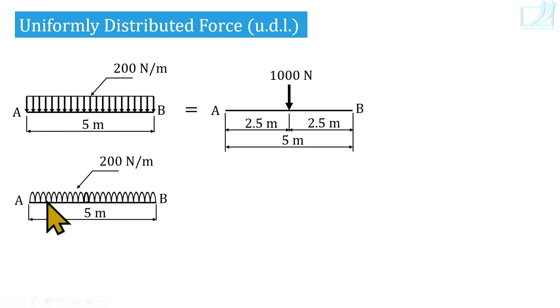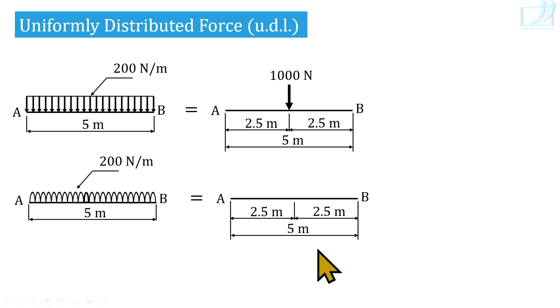Now there is one more conventional method to show a distributed force in a space diagram. This diagram suggests the same thing. The distribution is uniform. It is 200 Newton per meter over a length of 5 meters. So it is to be shown in the space diagram in this manner: at the center of its length, 200 into 5, 1000 Newton force. So this is how a uniformly distributed force is shown in the space diagram.